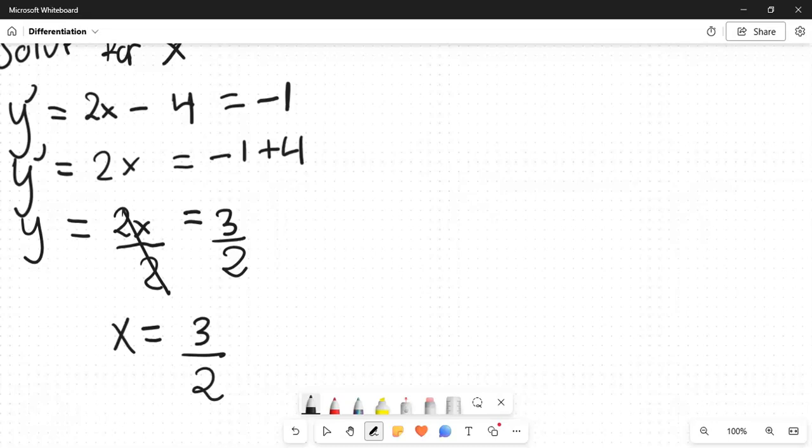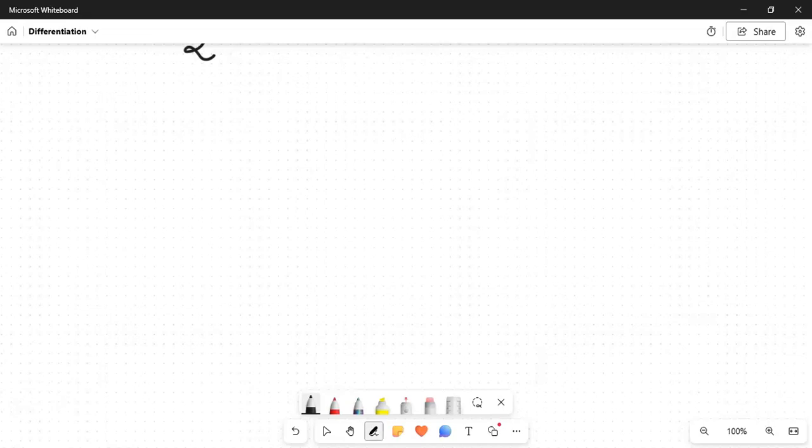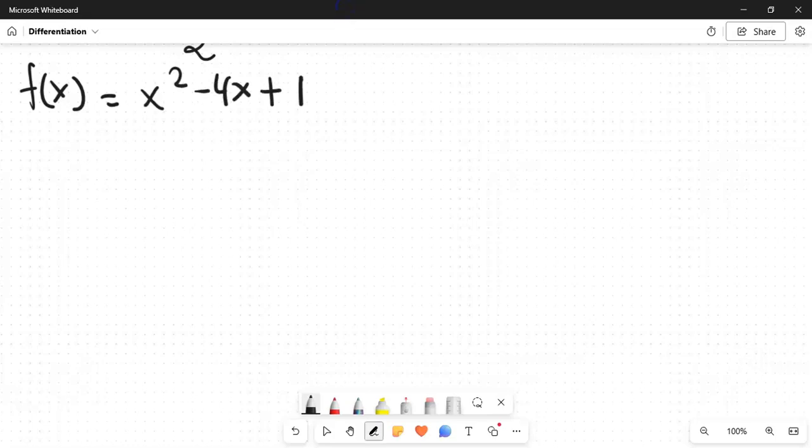Right now, we're going to find the stationary points, which are the turning points of the curve. So let's start with a simple quadratic equation. You can be given f(x) is equal to x squared minus 4x plus 1, and you're told to find the turning points.